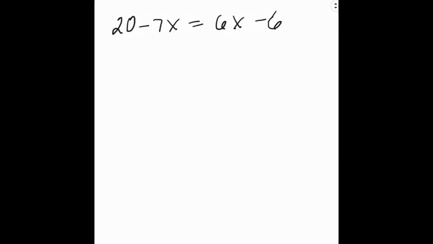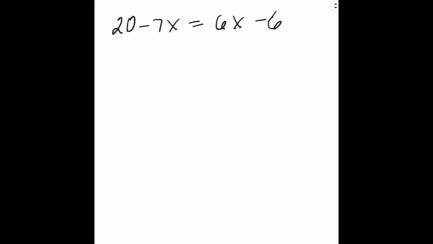To solve this equation, first we have to make sure that we are isolating the x. Whatever we do has to be working toward getting that x alone, because on the other side of the equal sign, that's going to be our answer. The other thing to remember is balance. What we do to one side, we have to do to the other because it is an equation.